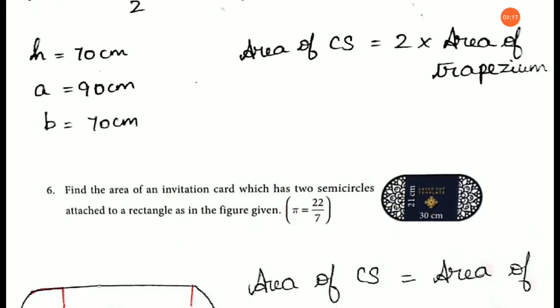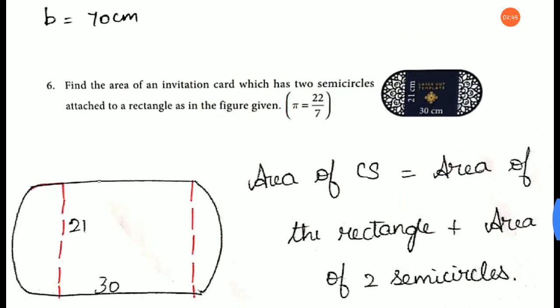Now sixth one. Find the area of an invitation card which has two semicircles attached to a rectangle in the given figure. They are already mentioning what is the shape. So two semicircles are there and one rectangle is there. Okay, the entire area is asked. So directly what we must do? Area of two semicircles plus the area of the rectangle will give you the area of this invitation card. Okay. Clear children? Here all the values they have given directly.